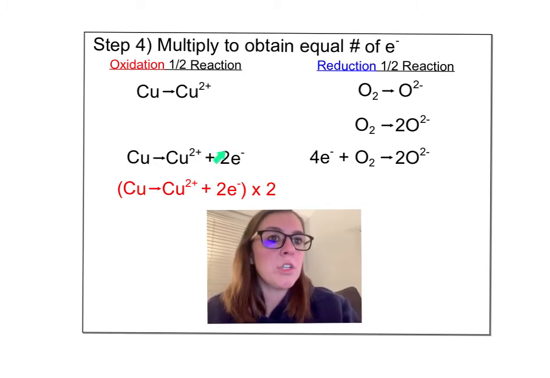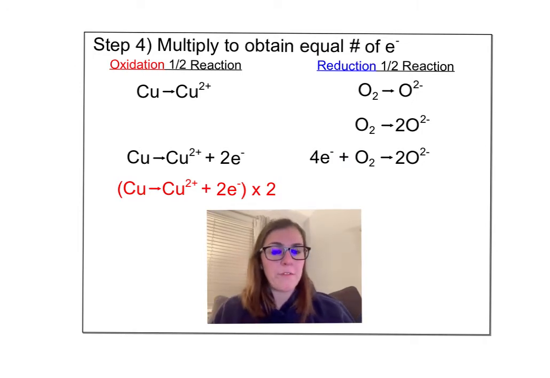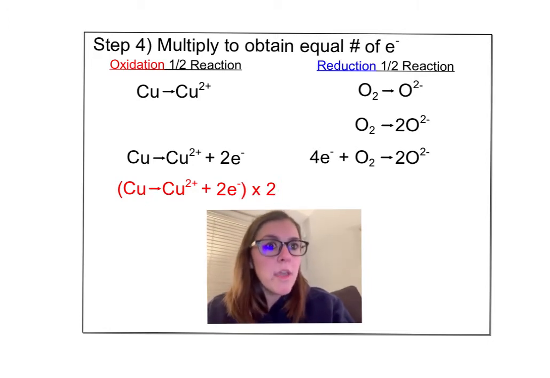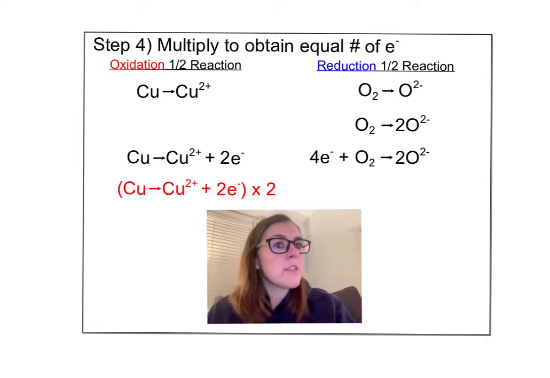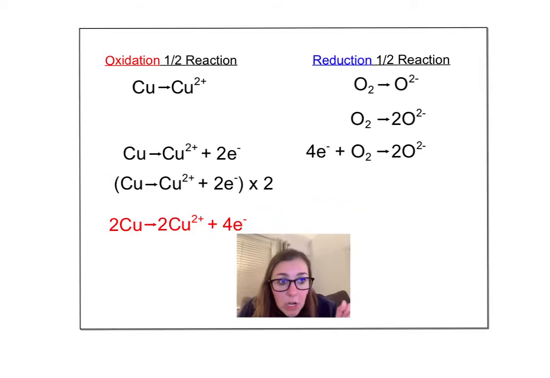So on this side I have 2, this side I have 4. So I want both of these to be 4. So you're looking for your common factor. I'm going to multiply this entire half reaction by 2, so that way there'll be 2 coppers, 2 copper ions, and 4 electrons. So when I am ready to put them back together, there will be 4 electrons on this side and 4 electrons on the product side. Starting to get smaller as this problem gets longer. All I did here was take this 2 and multiply it through the entire half reaction.